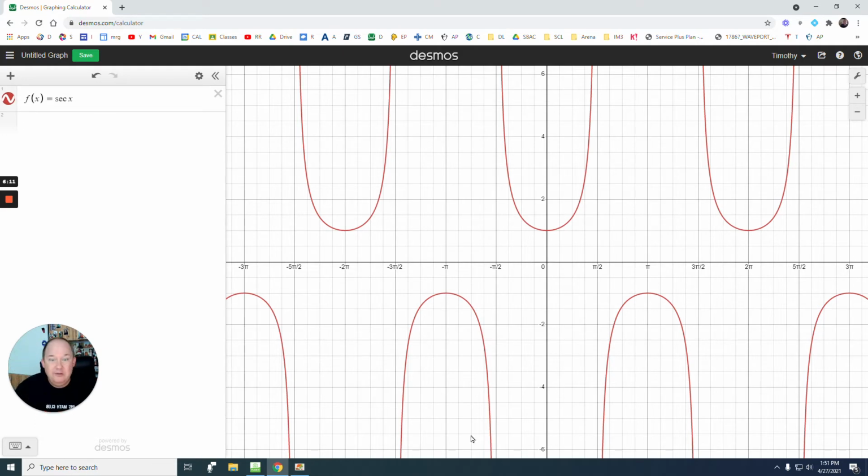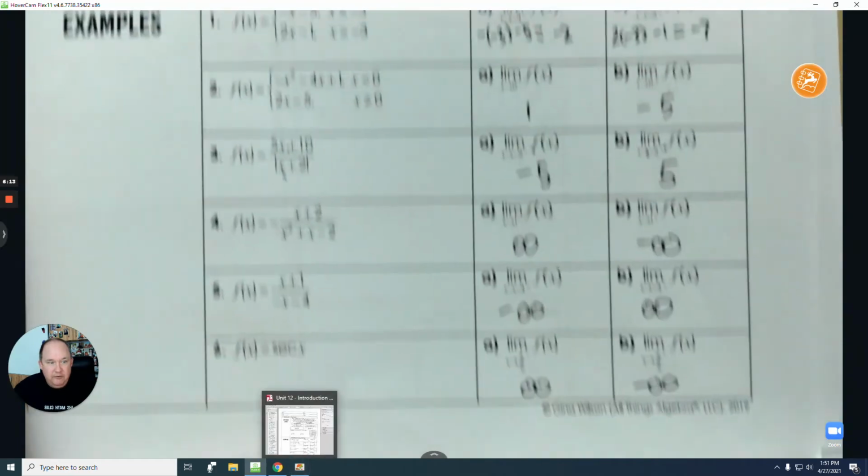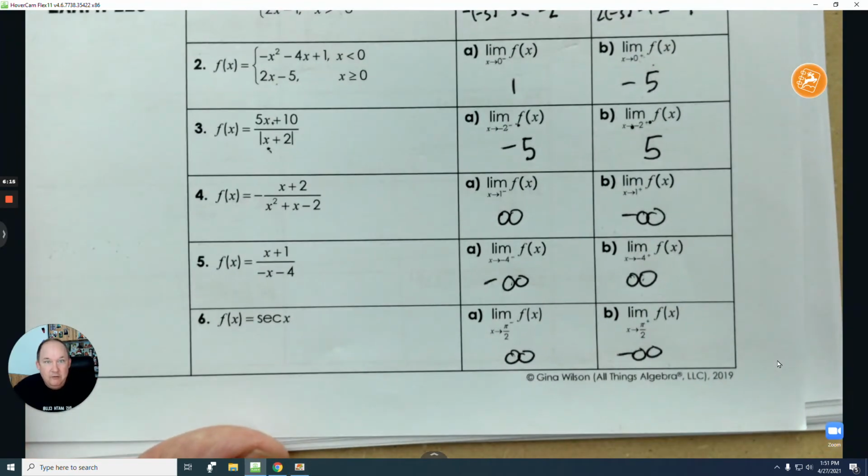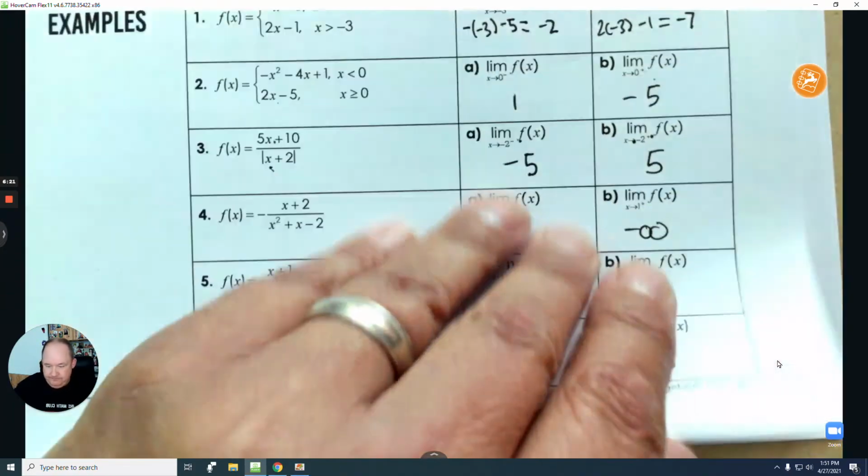Let me let you see this. You can see how we wrote it down. So looking off a graph, you can see what's happening on the right and on the left, and then write the answer down.